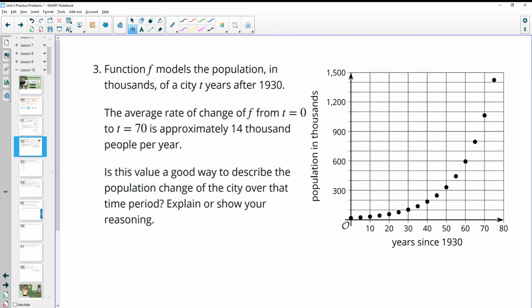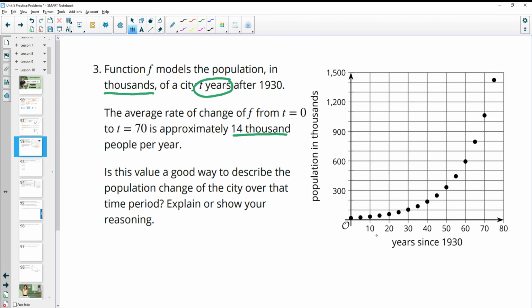Number 3, function f models the population in thousands of a city T years after 1930. The average rate of change from T equals 0 to T equals 70 is approximately 14,000. Is this value a good way to describe the population change of the city over that time period? Explain or show your reasoning.